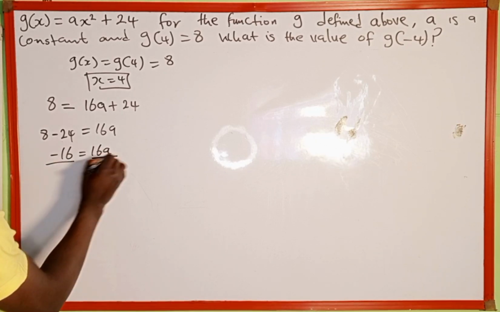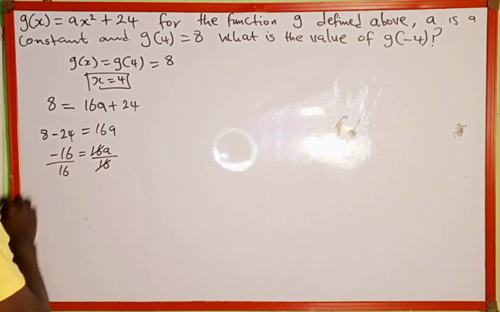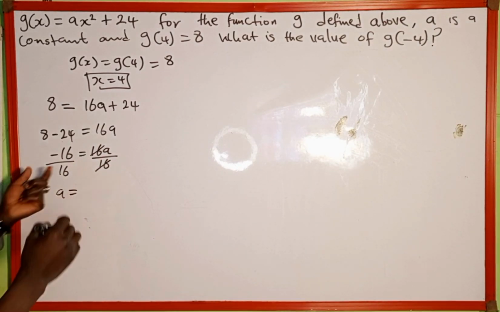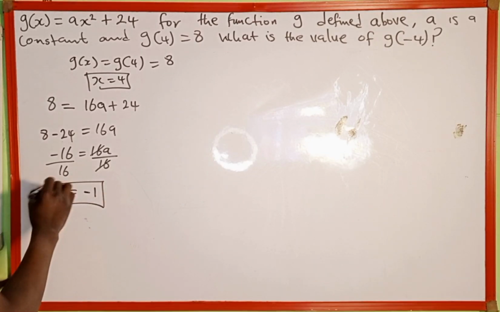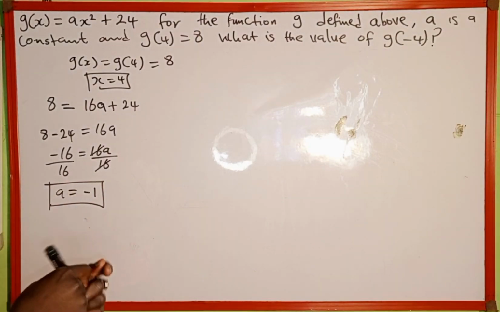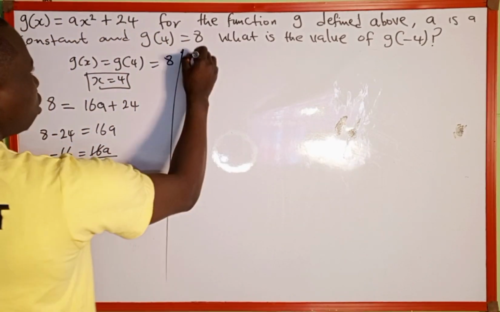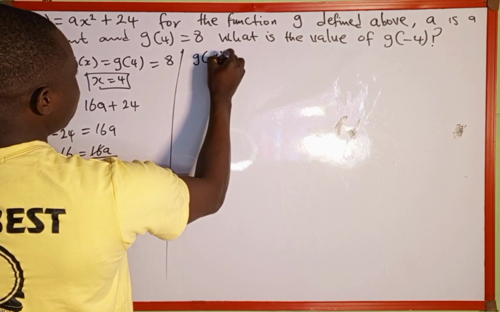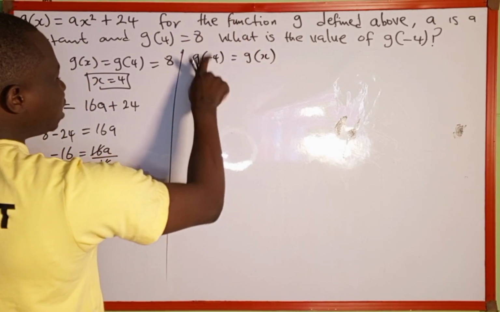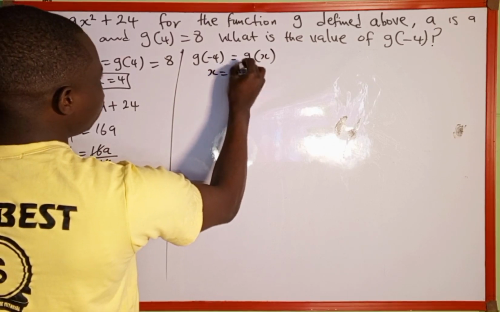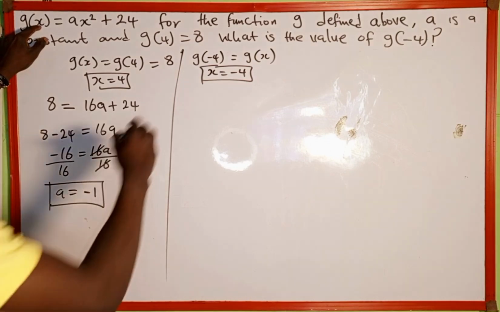Then we divide both sides by the coefficient of a, which is 16. Then here also is 16. This 16 is going to cancel this 16. We are left with a, which is equal to negative 16 divided by 16, which is going to give us negative 1. So therefore, the value of a is equal to negative 1. But we are asked to solve for the value of g of negative 4. So g of negative 4 is the same as g of x. Anywhere we see x is the same as negative 4, and anywhere we see a in the function, it is going to be negative 1.